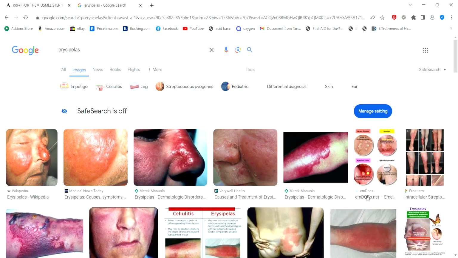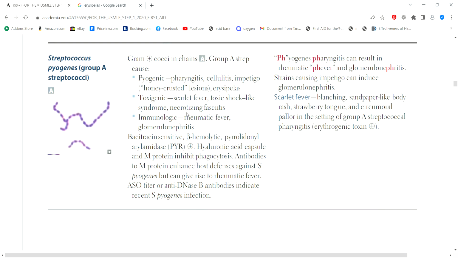Erysipelas. This is erysipelas. It looks very painful. All right, so this is all caused by Streptococcus pyogenes, also known as group A strep. Now, we're gonna move on to the second thing that it causes, toxigenic.